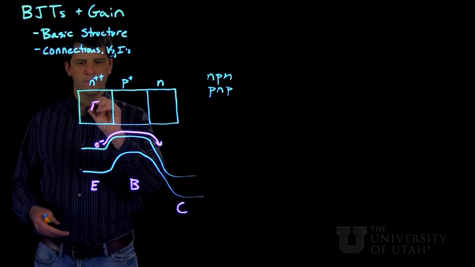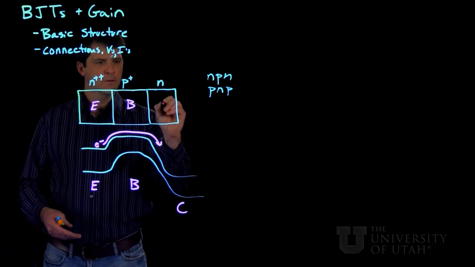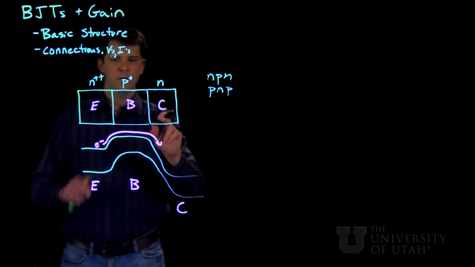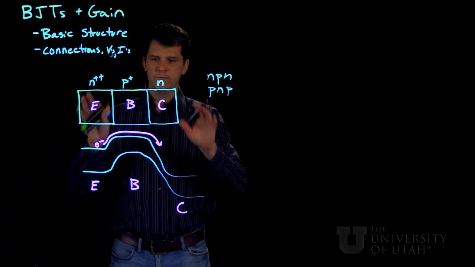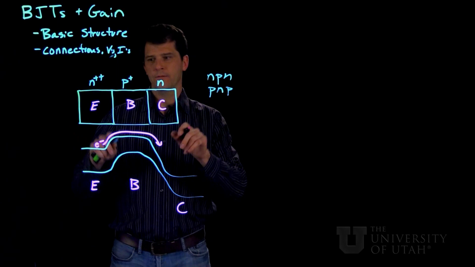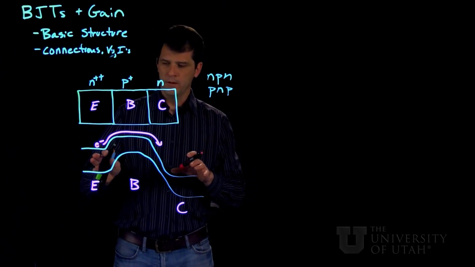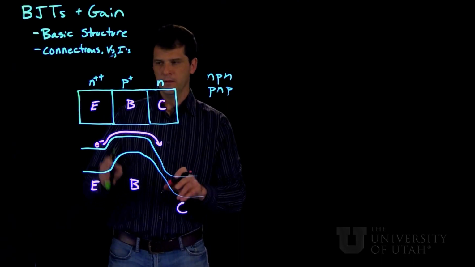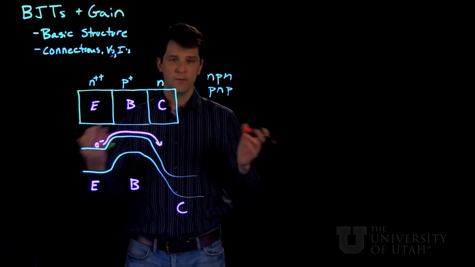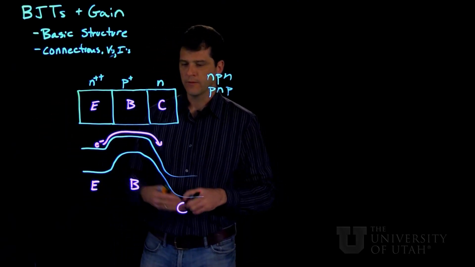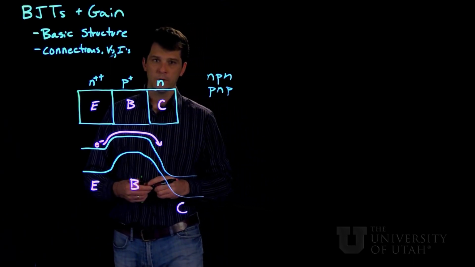So we have the same functionality, but sort of called different things. Remember, in MOSFETs, this was called source, gate, drain. This is emitter, base, collector. Their functionalities are very similar here.